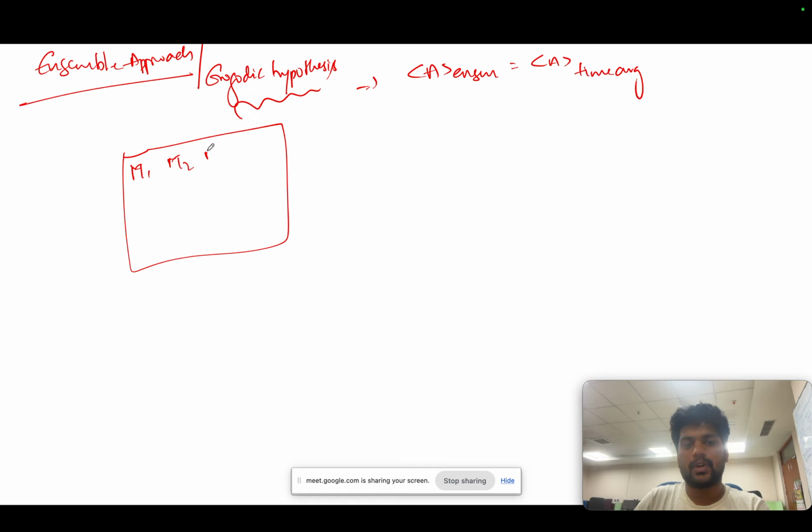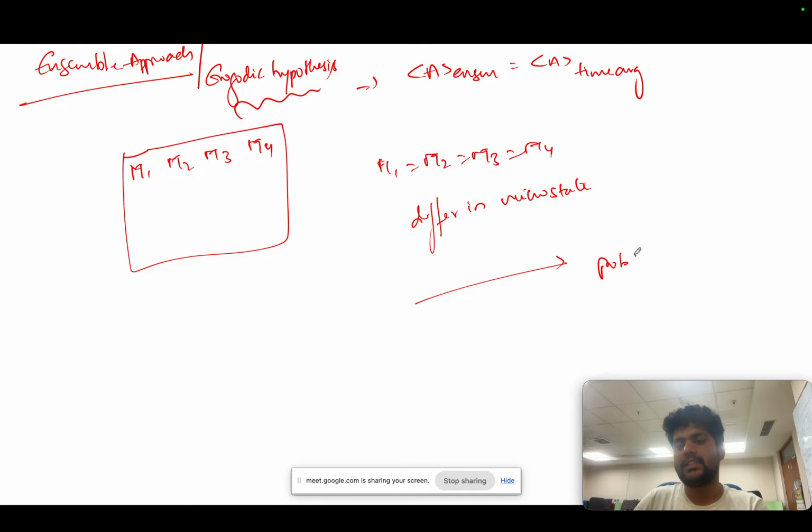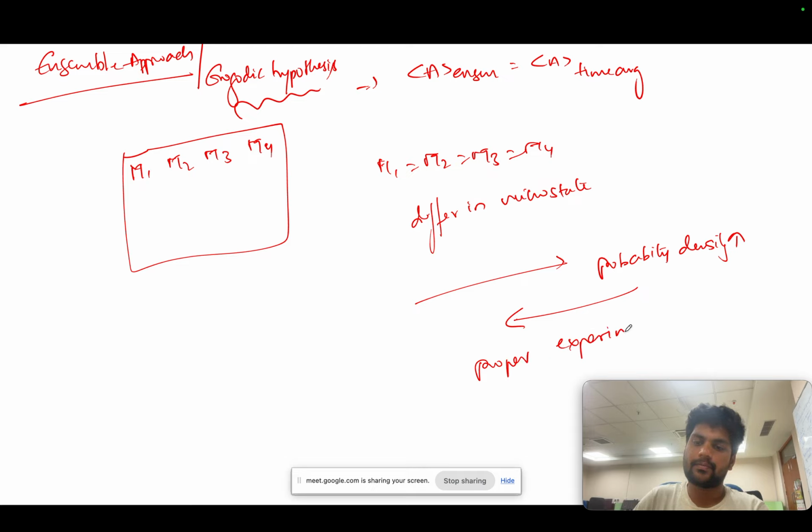M1, M2, M3 are macrostates, which will always be equal in macrostate but differ in microstate. If you run for a long interval, you will get a higher probability density, which means you will get the proper experimental values. We have seen the formulas for the ensemble average and Q in the previous classes.